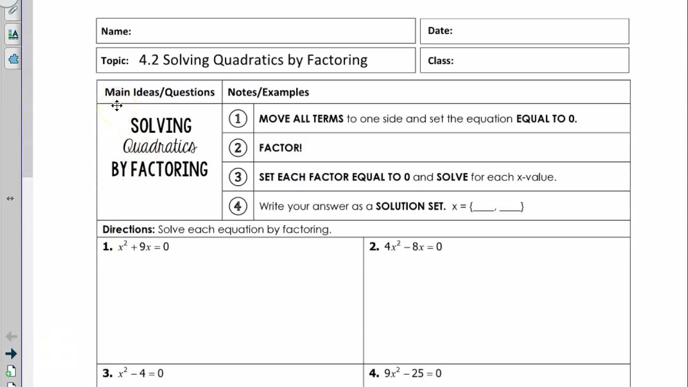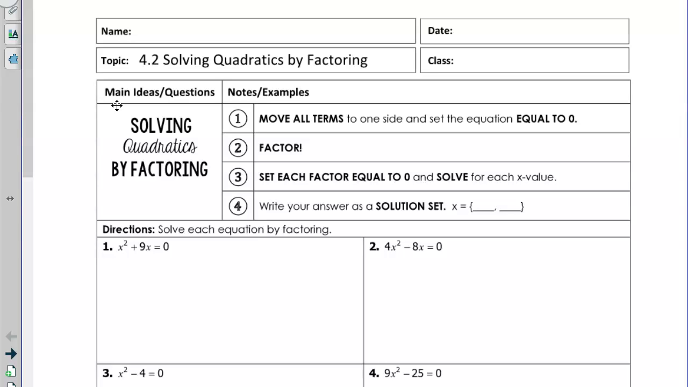All equal to 0. Then you're going to factor. Each factor gets set equal to 0, and you solve that by itself. And then we're going to write out our solution set, just like we were with the graphing. Okay? So number 1, the first thing we're going to do is set equal to 0.